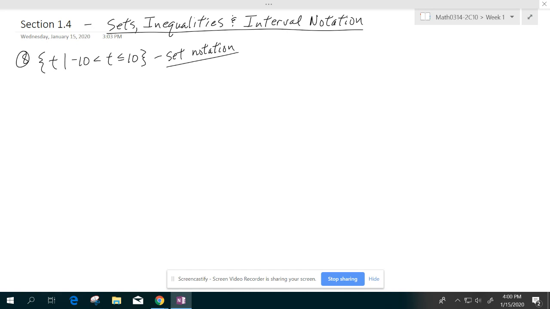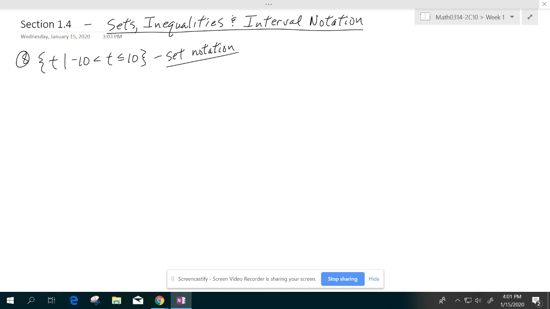And I guess it would be nice if you know how to read this out loud to somebody. Like you might call your mom or dad and say, hey, I've got this problem, and then you read it to them, and they help you solve it, right? You need to know how to read this out loud. So when you see the brace here at the beginning, this says the set of all T. The set of all T. And then what about this symbol? That is the words such that. This bar means the word such that. So this is the set of all t such that t is greater than negative 10 and t is less than or equal to 10. I'll say it again. The set of all t such that t is greater than negative 10 and t is less than or equal to 10.